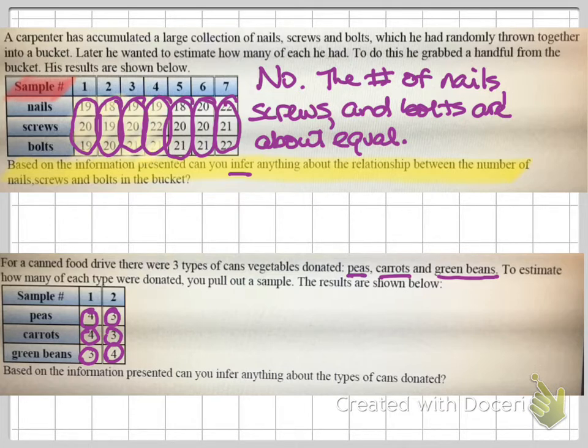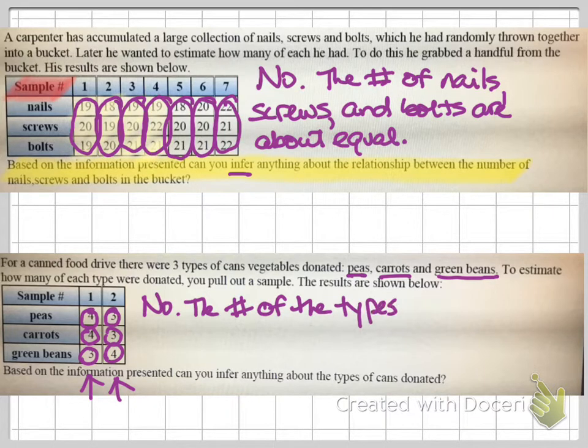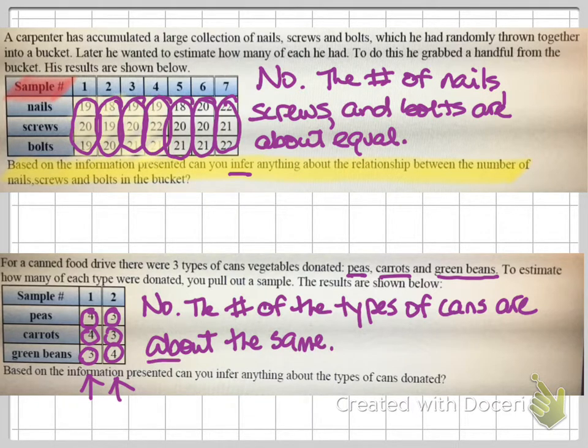Again, look to see if there is a statistical difference between samples 1 and samples 2. And when I look at this, I see that there is not a difference. Therefore, the number of the types of cans are about the same. They don't have to be perfectly the same, but they are about the same.